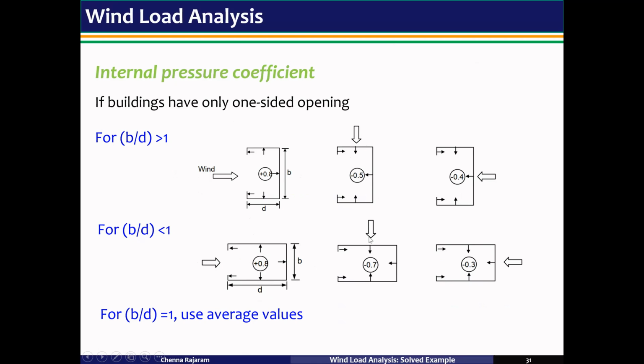If the wind is acting in this direction, the pressure coefficient is 0.7. And if the wind is acting in this direction, the pressure coefficient is 0.3.